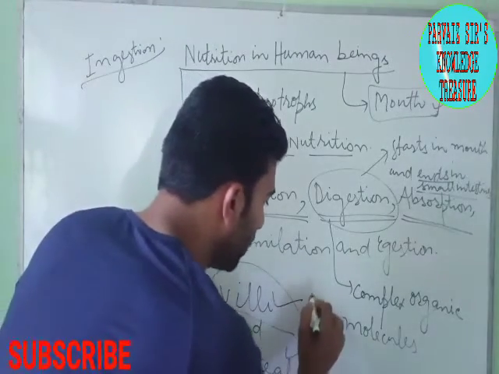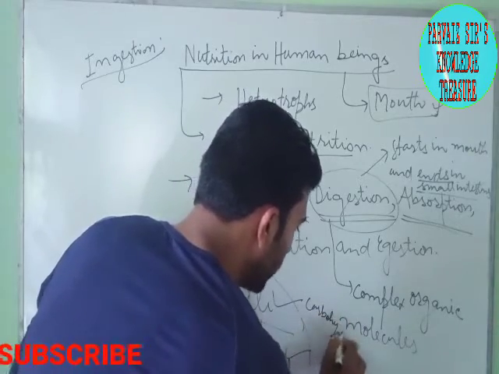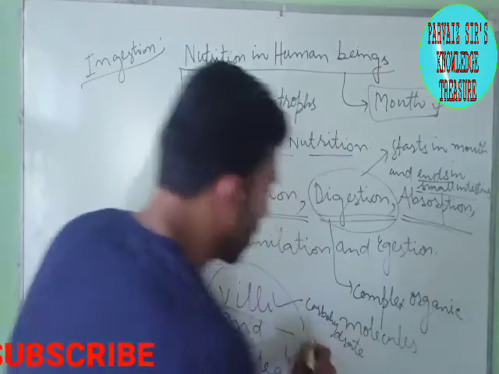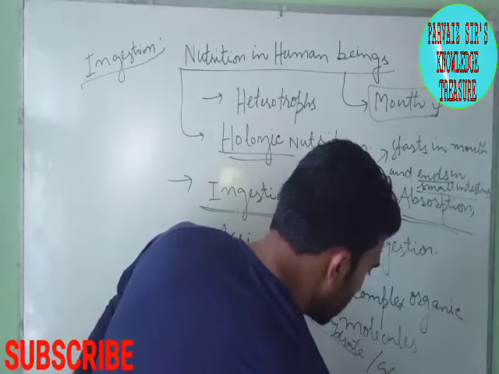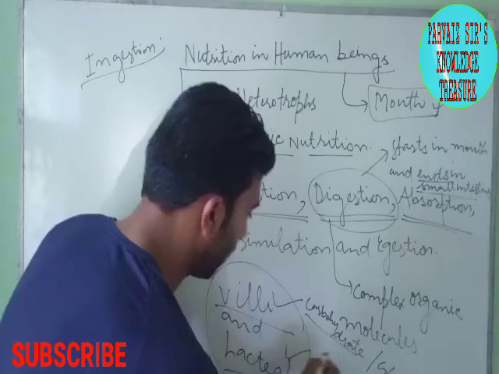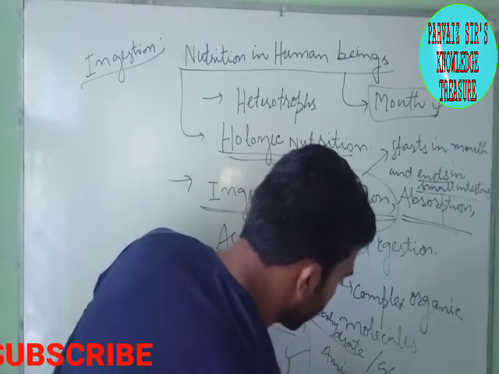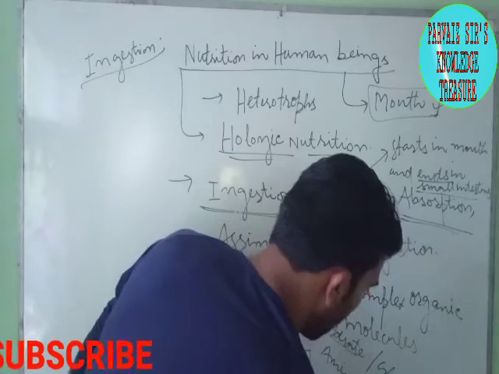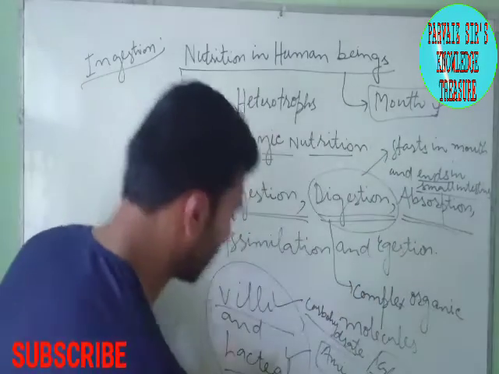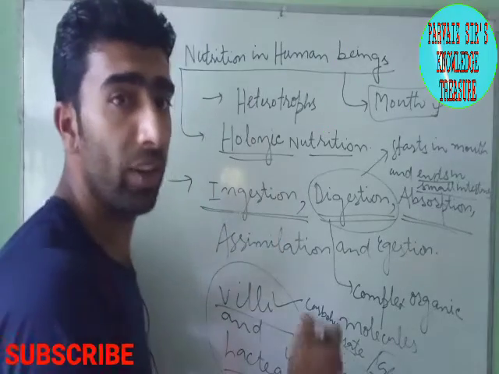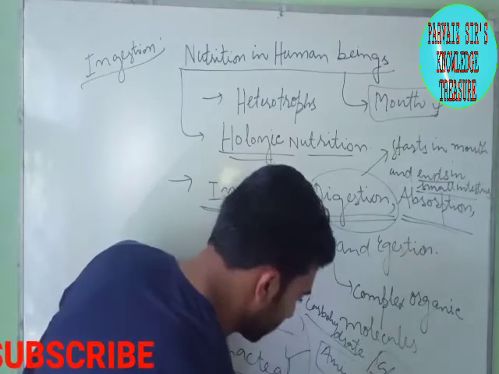Absorption of carbohydrates and proteins, carbohydrates like glucose and proteins or amino acids. Absorption of glucose and amino acids occurs through villi, while fats, or we can say fatty acids, are absorbed through lacteals.